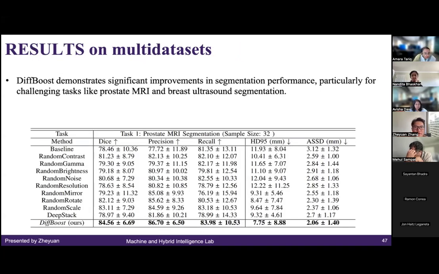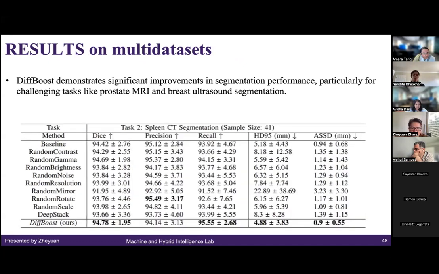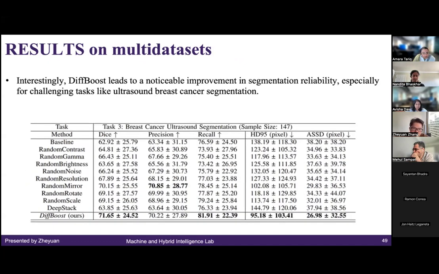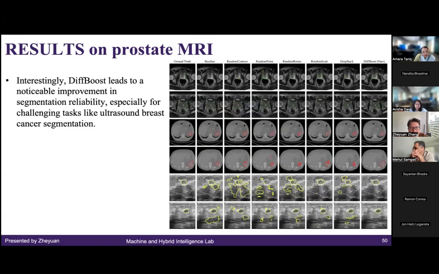Then we apply these generated samples to augment some datasets, including prostate MRI, spleen CT, and breast cancer. We can find that, compared with the traditional data augmentation methods, these methods lead to a significant performance gain. Particularly in the ultrasound datasets, this kind of intensity perturbation based on diffusion methods enables us to remove a lot of false positive regions and focus more on the shape distribution of the original segmentation tasks.